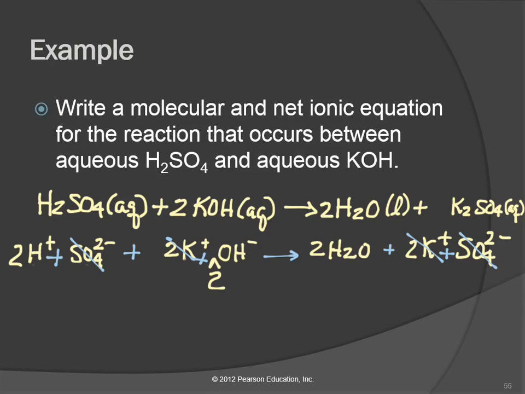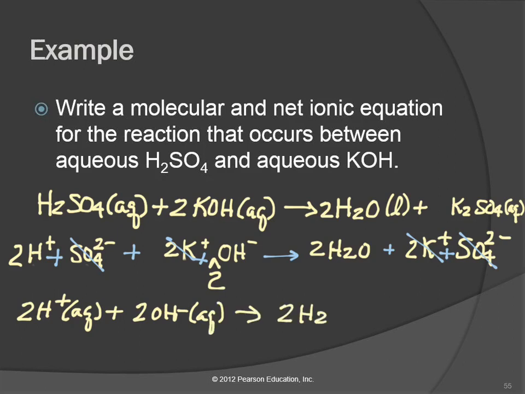So I eliminate the spectators, and then I take what's left and write it down. Well, what I've got left is 2 hydrogen ions. Since I have more room, I'm going to put my state symbols back in. And I have 2 hydroxide ions. And on the right side, what I have left is 2 water molecules.